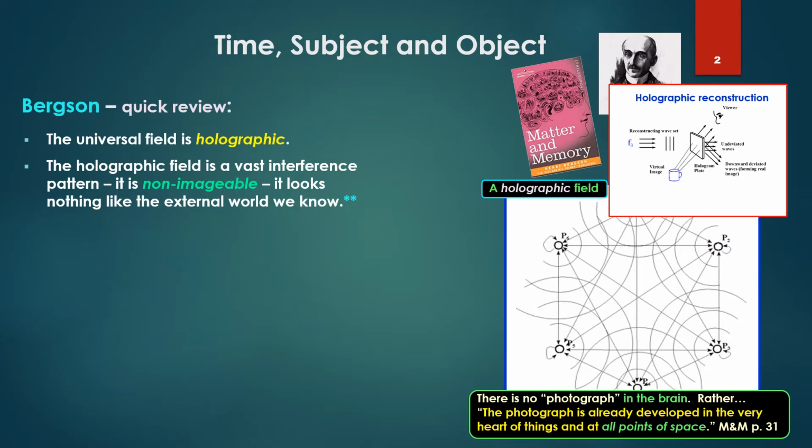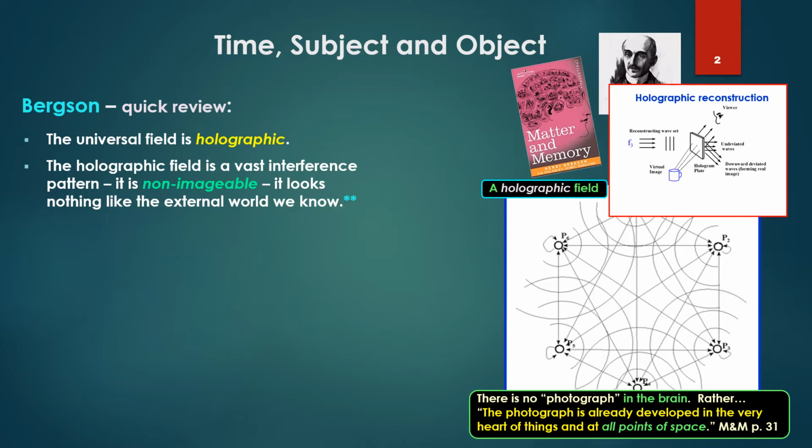So a quick review from video number 1. The universe is holographic. This was Bergson's principle, anticipating the holographic discovery in 1947 by over 50 years. He noted, looking at the quote down there at the bottom, that there is no photograph of the external world in the brain, but rather the photograph is already developed in the very heart of things and at all points of space.